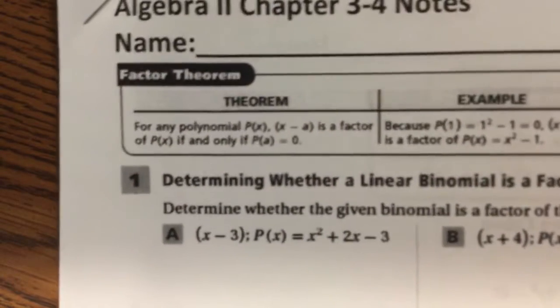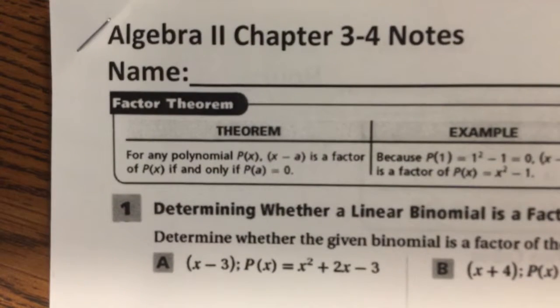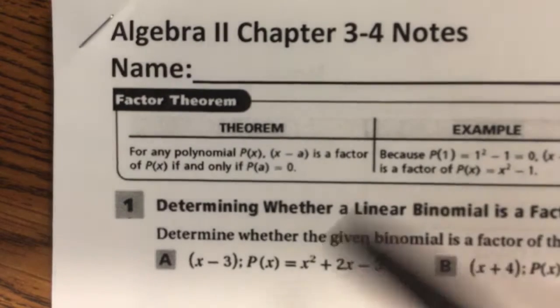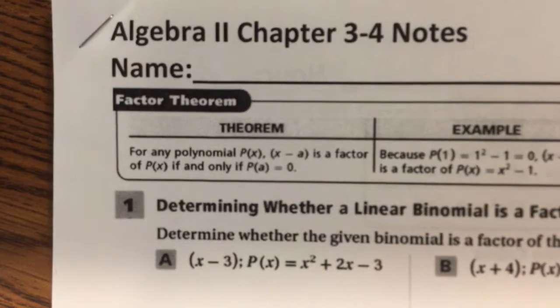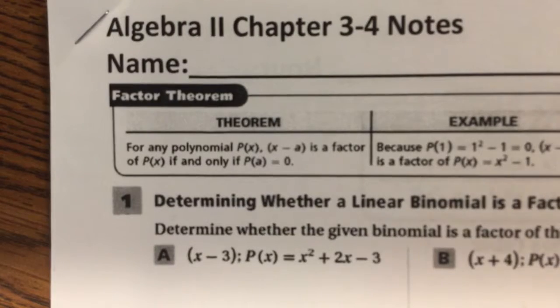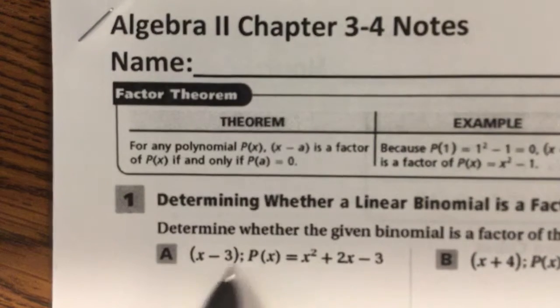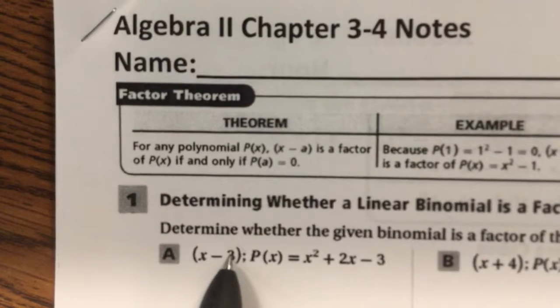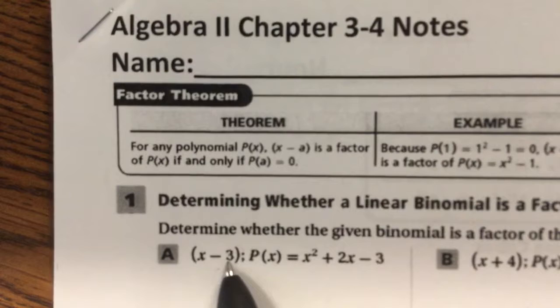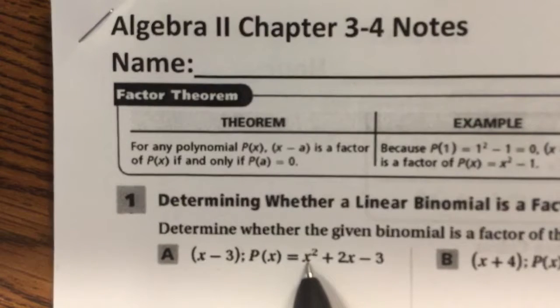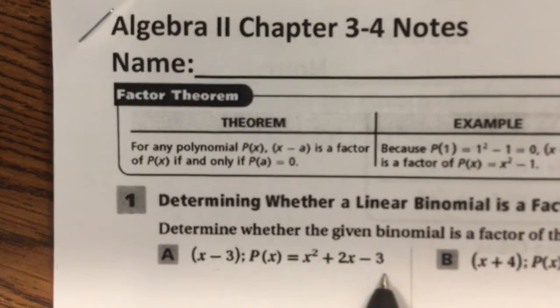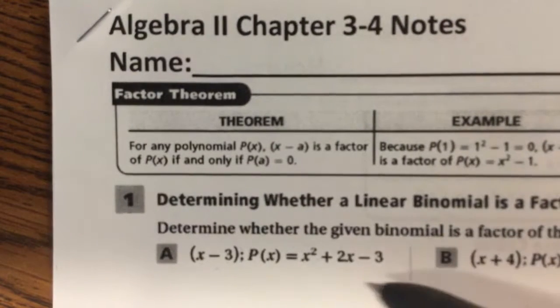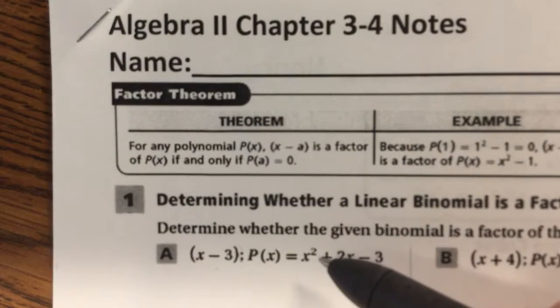Okay, we're going to start chapter 3-4 notes. This is basically going to start off exactly where we left off. This is the factor theorem, and then it says if this linear binomial, so it's linear because it has a power of 1, it's a binomial because there are two terms, which is what bi is talking about. They want to know if it is a factor of this quadratic that is a trinomial. Okay, it has three terms. Quadratic being it has the highest power of 2.